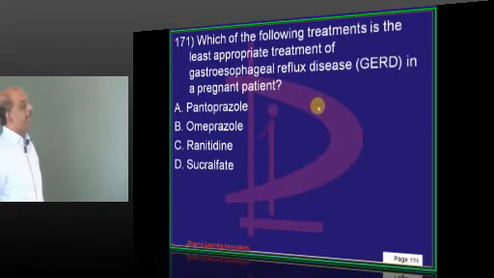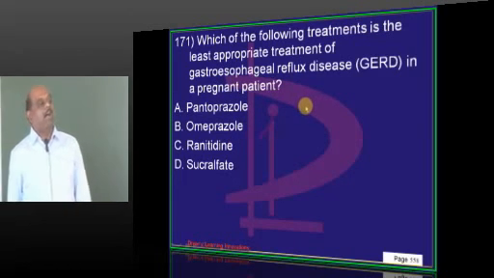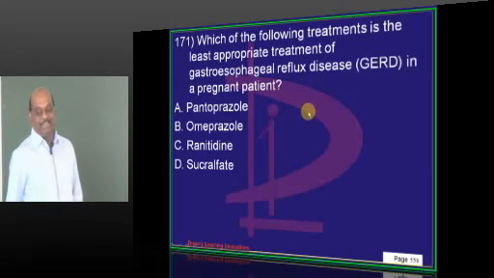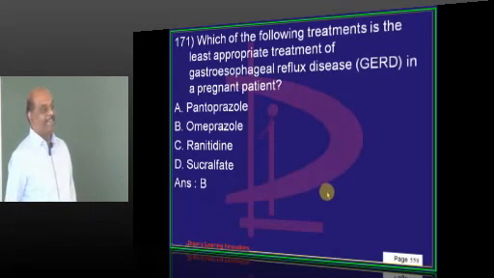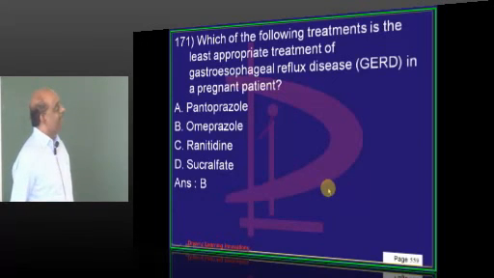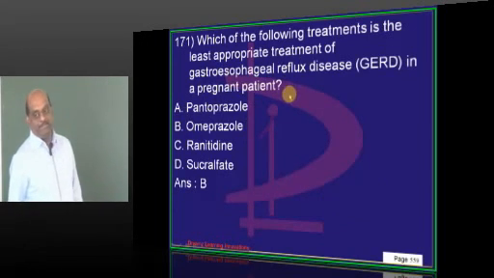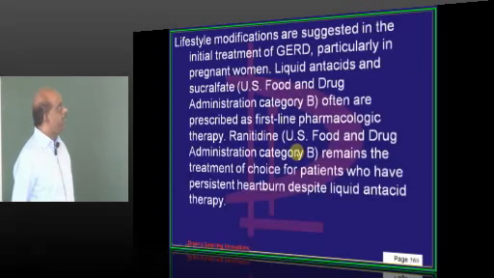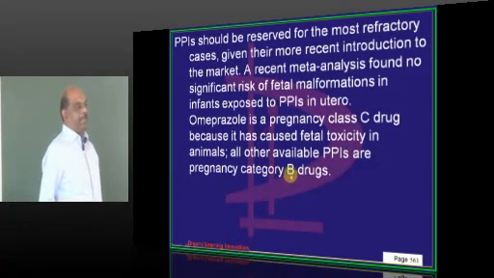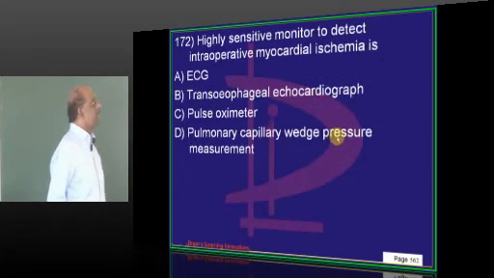Gastroesophageal reflux disease in pregnancy, which is better? Commonly patients ask you in the OPD. Pantoprazole, you said. Least appropriate treatment? Okay, pantoprazole, ranitidine, sucralfate are good enough. I leave the literature for you about what are the international recommendations about each of these antacids.